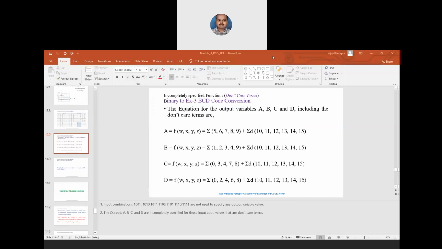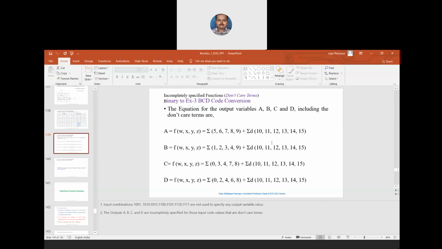Good morning, everyone. In the last class, I gave this problem to solve on your own. Does anyone have a solution for this one? What is the simplified expression for the output variables A, B, C, and D? It was about the binary to XS3 ABCD conversion. For XS3, we have A, B, C, and D. Those are the four output variables.